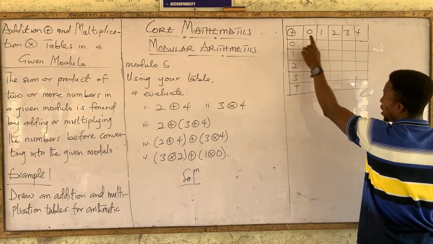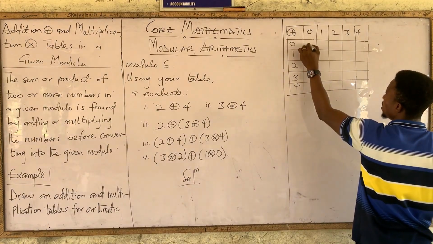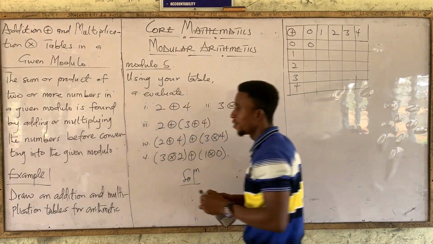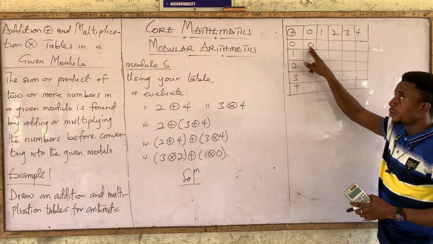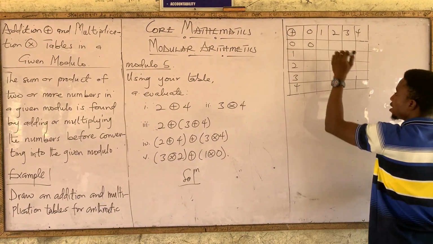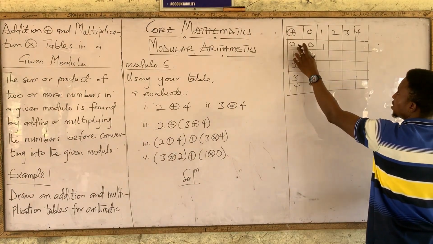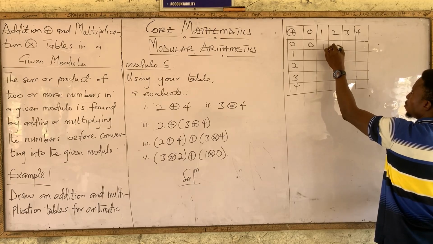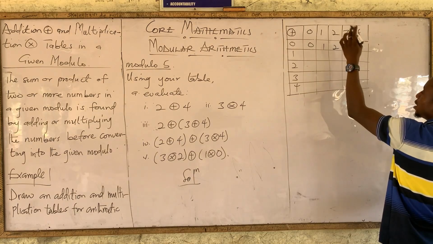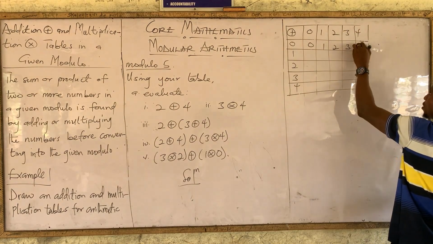So we have 0 plus 0, and it is getting us 0. Everything we are doing is in modulo 5. And we know 0 mod 5 is 0. So then 0 plus 1 is 1. Then mod 5, that one too is 1. So then 0 plus 2 is 2 in mod 5, which is 2. Then 0 plus 3 in mod 5, that is 3. 0 plus 4 in mod 5 is 4.